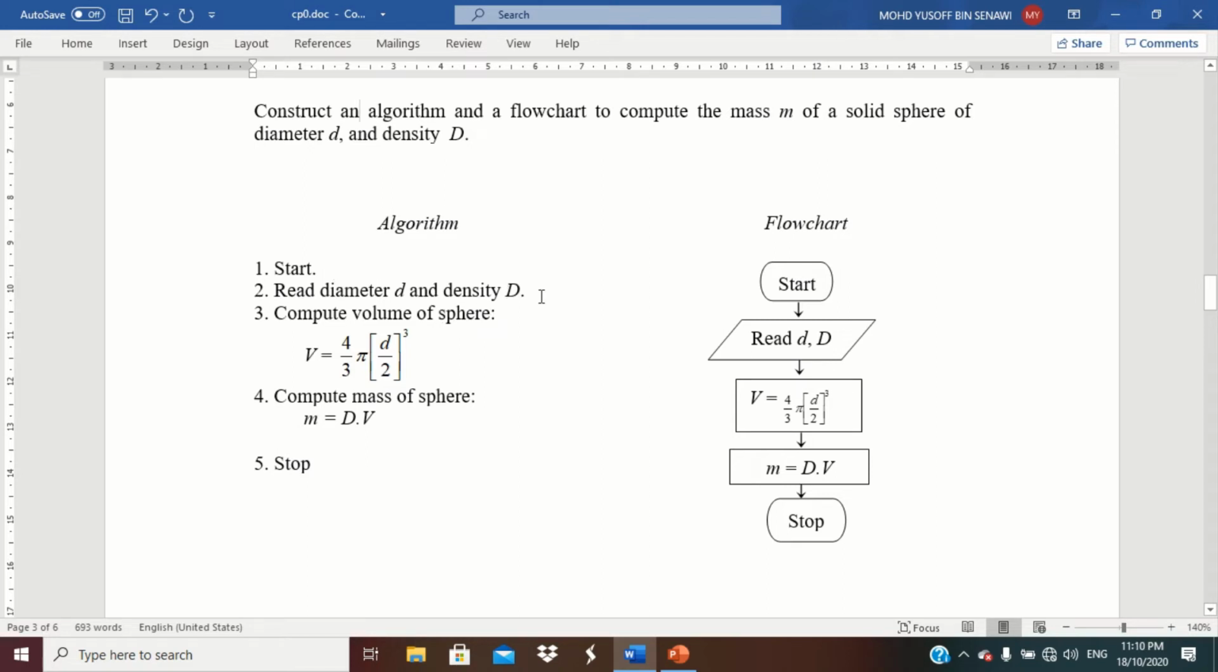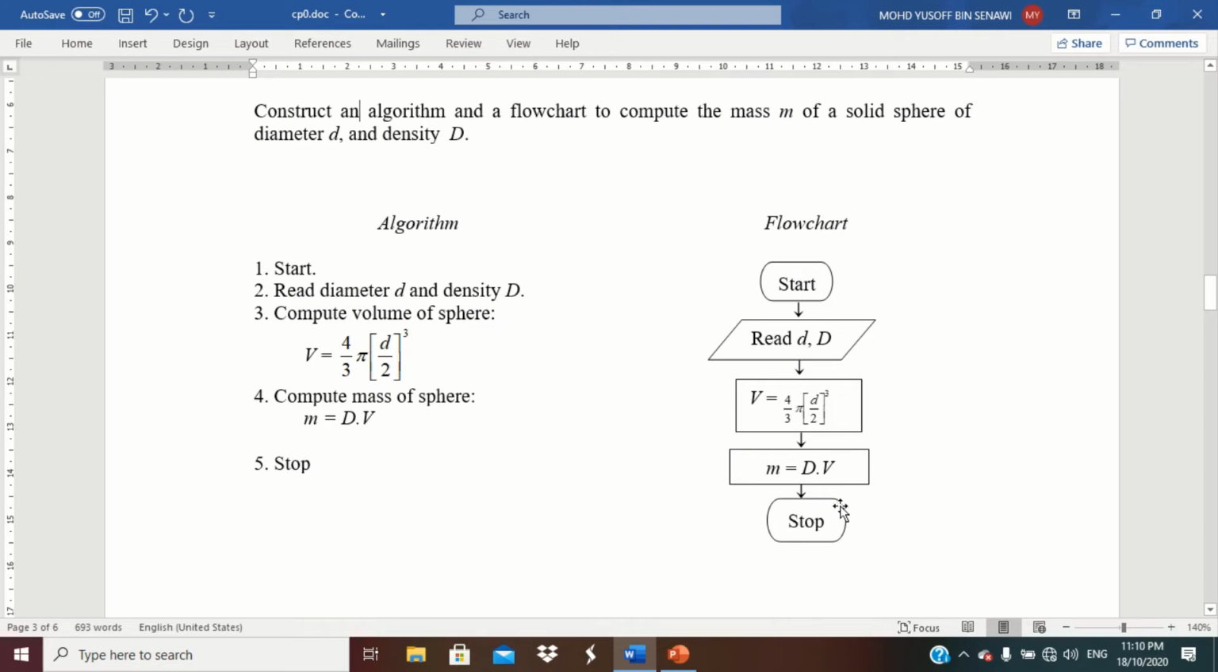Second step is going to be get diameter small d and density capital D. Next, we compute volume of sphere. D on 2 is basically the radius of the sphere. After that, we calculate mass, which is density times volume. Finally, we stop. On the right, we have the corresponding flowchart.